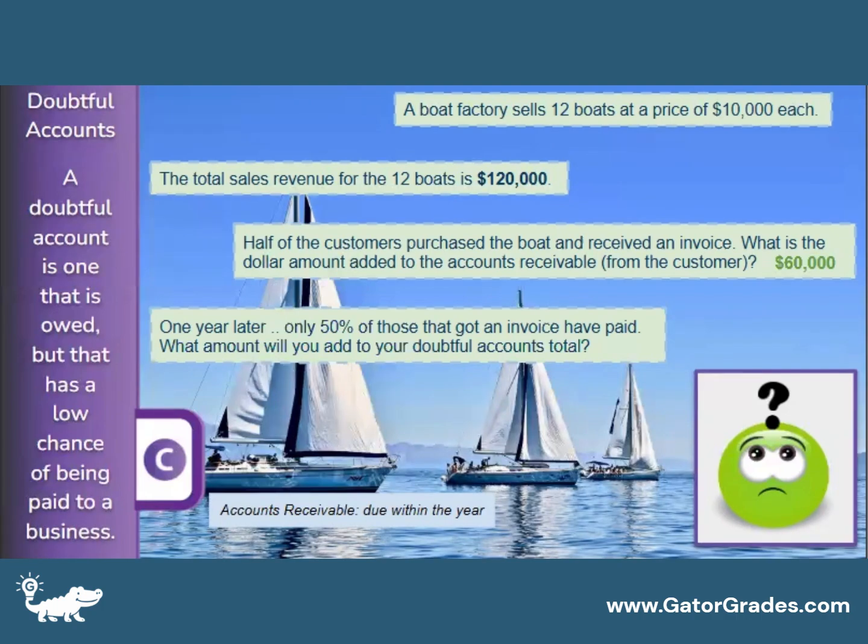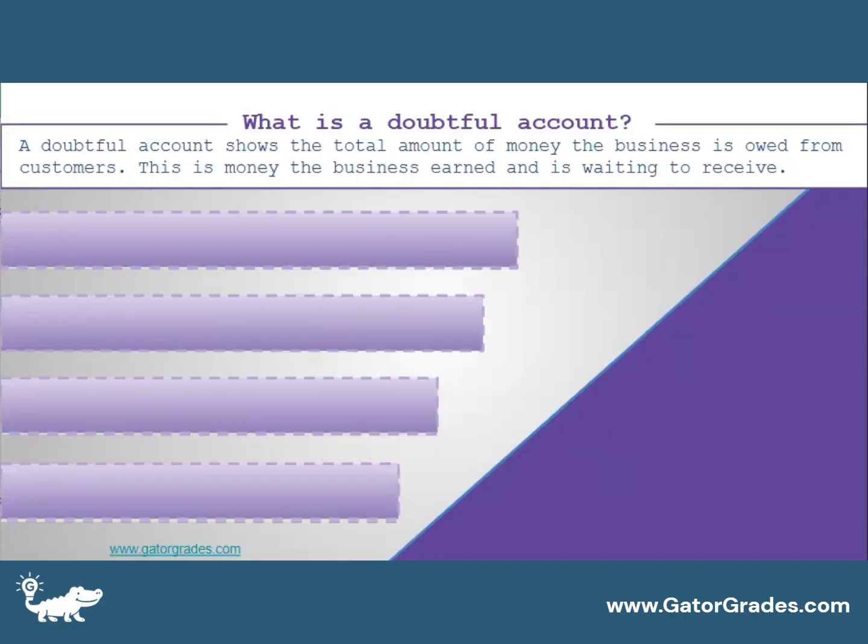This leaves $30,000 not paid 1 year later. As you can imagine, the business owners are quite sad to no longer have 3 boats in inventory and to not be able to collect the $30,000 they are owed. In this scenario, $30,000 would be added to the doubtful account balance. What is a doubtful account? A doubtful account shows the total amount of money the business is owed from customers. This is money the business earned and is waiting to receive.